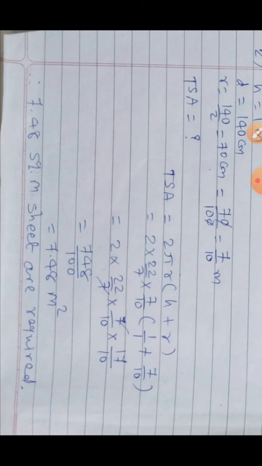What is actually asked in the question? They have asked how many square meters of metal sheet are used. So we have to give the final answer in a statement. So therefore, 7.48 square meter sheet is required.